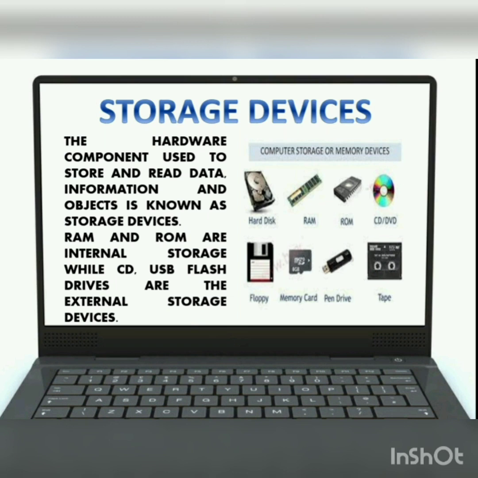Now, we will discuss storage devices. Kids, the hardware components that are used to store and read data, information and objects are known as storage devices. Our computer, kids, uses two different types of storage devices. One is internal devices and the other is external memory devices. RAM and ROM are internal storage devices, while CD and USB flash drives, meaning the pen drives, are the external storage devices.